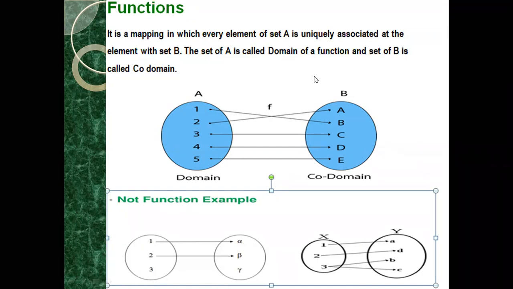Okay, so what is the condition for a function? Every element of a domain has an image in the codomain. Every element of a domain has a unique image in the codomain. Then the mapping F is called a function.